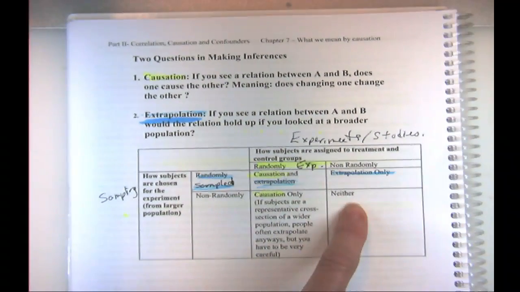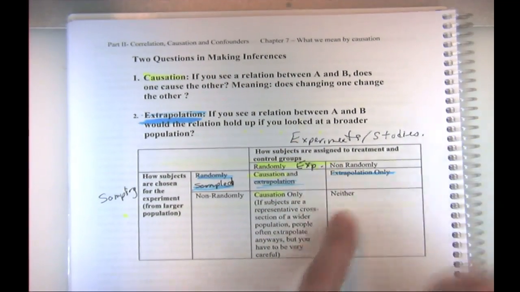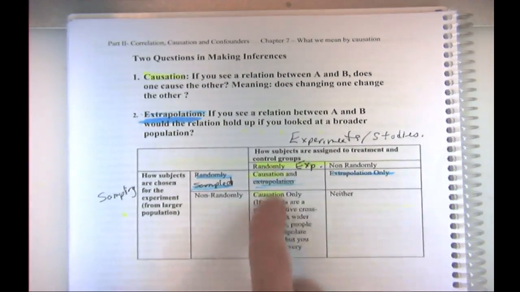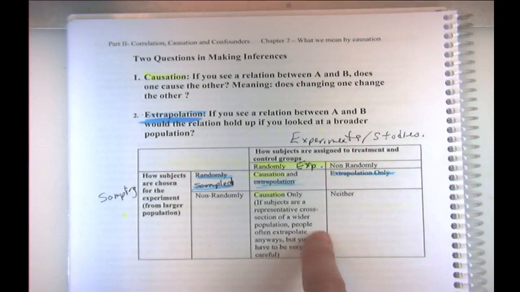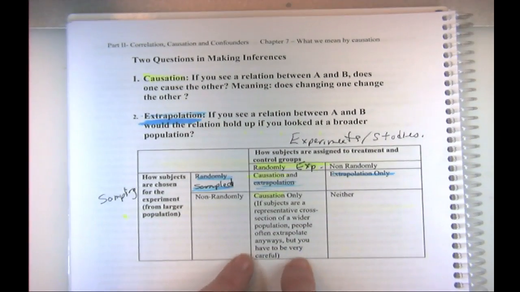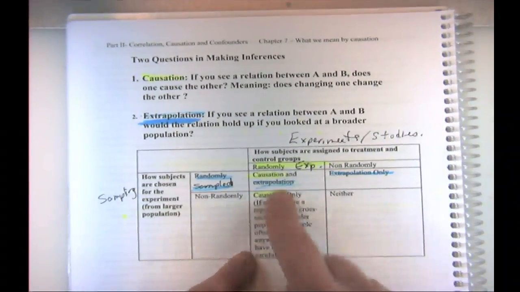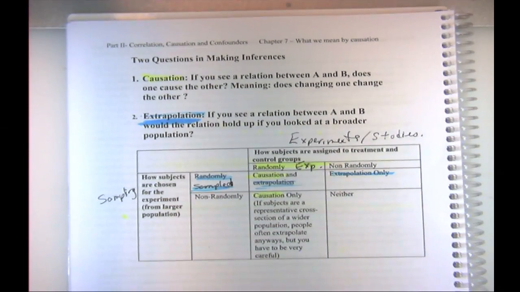And then you can do neither if neither of those conditions happen. But people do this very loosely. If subjects are a representative cross-section of a wider population, even though they weren't random, people often extrapolate anyway, but you have to be very careful about that, okay? So I just wanted to clarify those two different uses of statistical inference.